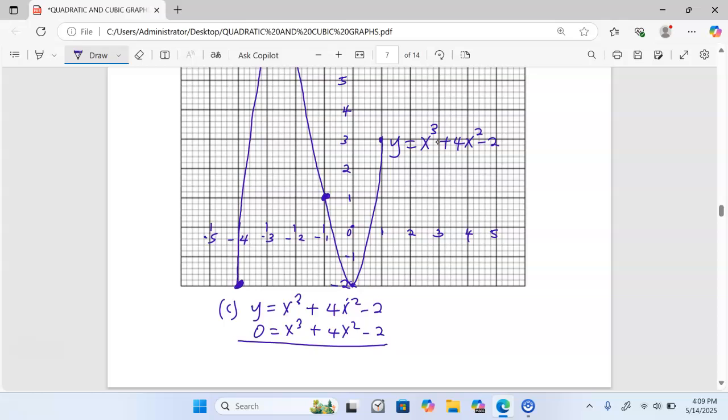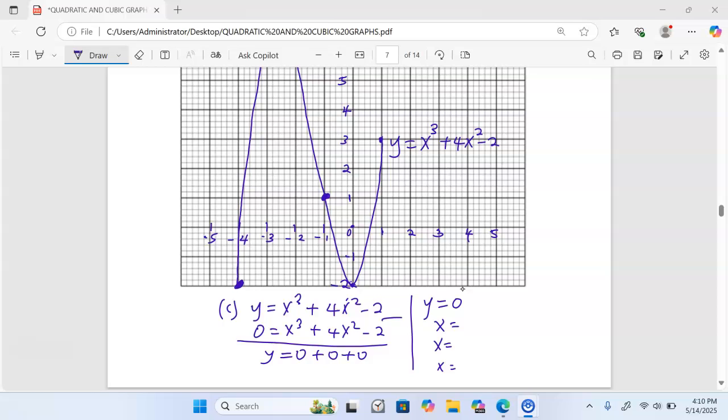When you subtract this from y minus 0, it will give you y being equal to, that is x cubed minus x cubed will give you a 0. 4x squared minus 4x squared will give us a 0. Minus 2 minus minus 2 will also give us a 0. That means the value of y is going to be 0. In this case, we know the value of y being 0 is along the x-axis. So we need to pick the values of x where the curve intersects with the x-axis.